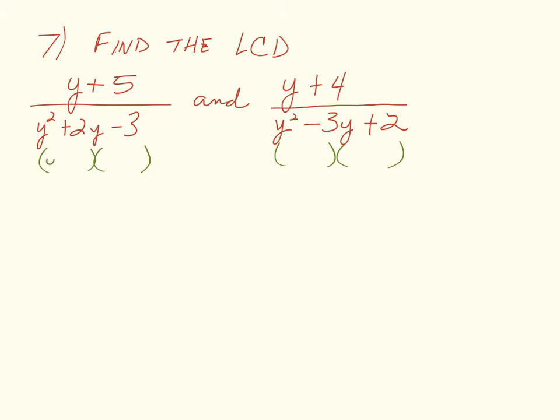So here we have y and y. Then we need two numbers that multiply to negative 3 but add to a positive 2. So it's going to be y plus 3 and y minus 1. Then over here on the other one, we factor y and y. Then we need two numbers that multiply to a positive 2 and add to a negative 3. So that's going to be a negative 2 and a negative 1.